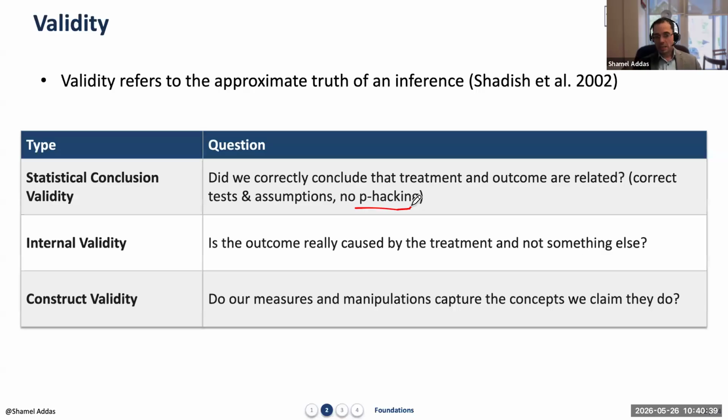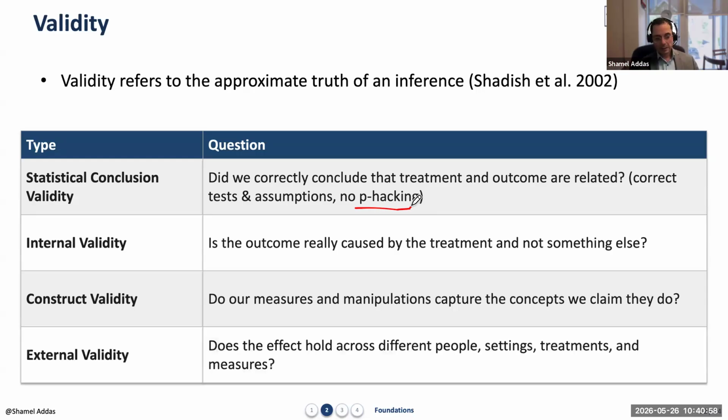Construct validity: do our measures and manipulations capture the concept that we claim they do? We might talk about satisfaction, but are we actually measuring satisfaction? Or did we use an instrument or a scale that doesn't represent satisfaction? Maybe the experimental result looks great, but if I'm not actually measuring the concept of satisfaction, then I have a problem, which is construct validity.